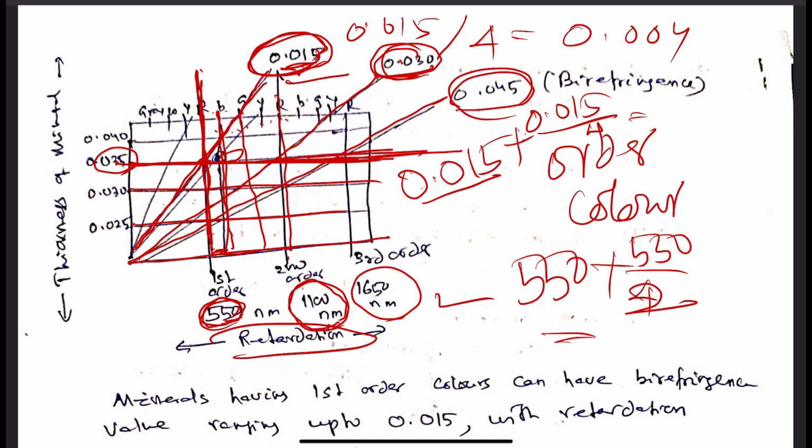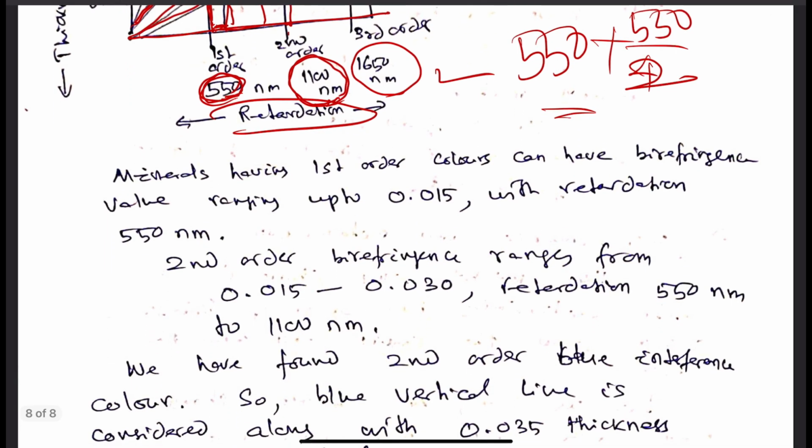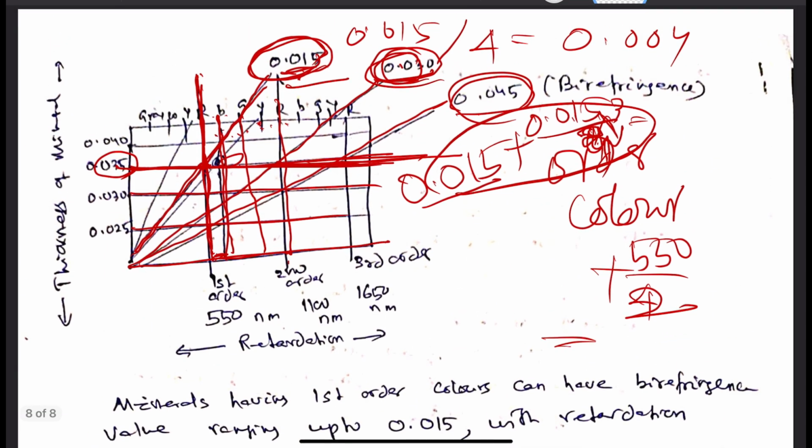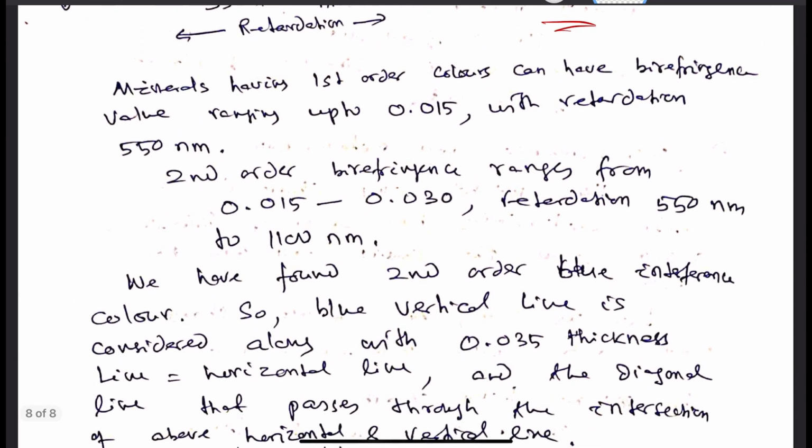If we take green, then this will be 0.015 by 2. If we take yellow of second order, it will be 0.015 times 3 by 4, that is, divided by 4, 3 times. So this will be the birefringence value. If it is red of second order, it will be 0.030. In this manner we utilize the Michel-Lévy figure to find out the birefringence value described here.